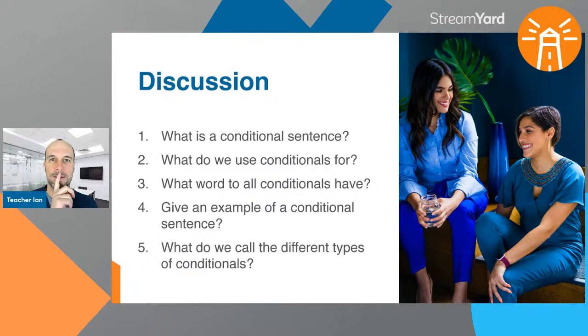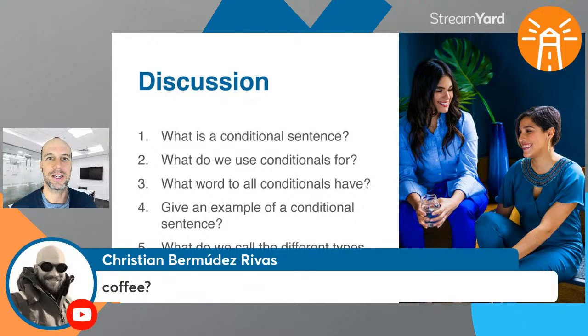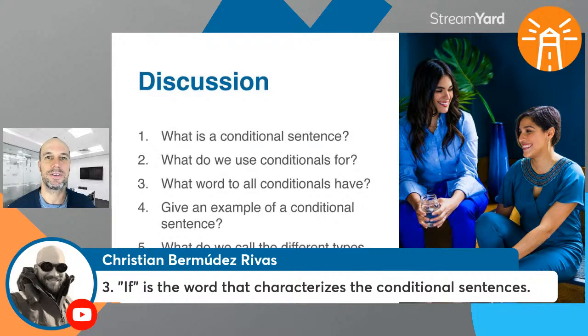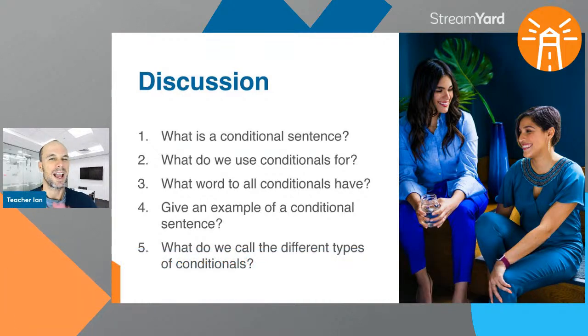So that's an excellent answer for number 3. All or most conditionals have the word if. And there we go. Thank you very much, Viviana. Christian spelled coffee. Pilar spelled coffee properly. If is the word that characterizes the conditional sentences. You guys are amazing. So I think we're good. I think we have an idea what a conditional is. We know that it's a sentence with if. We know that it can be used to talk about real or unreal or not possible things. Perfect. Let's move on.